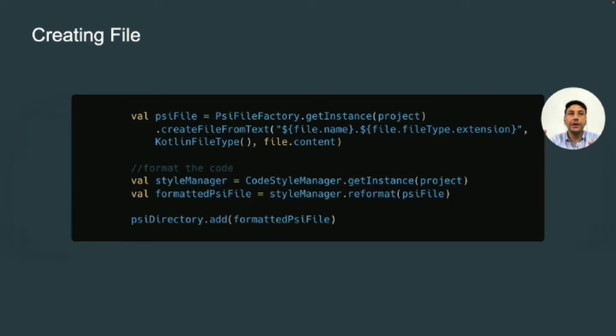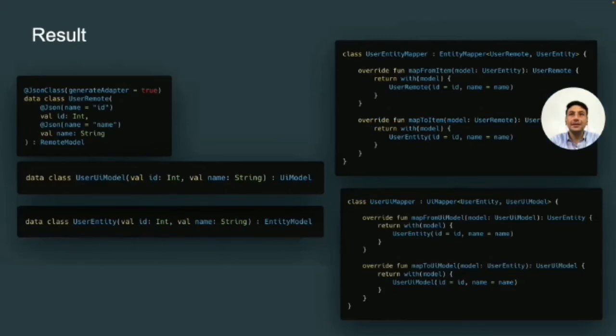When we are in the desired directory, like inside the domain model or the remote layer, we create a file with the PSI file factory. All you have to provide is the file name, the type, and the content of the file, what you want to write inside it. Then we use the code style manager to format the code, and with psiDirectory.add the new file is added, and this is the resulting class.